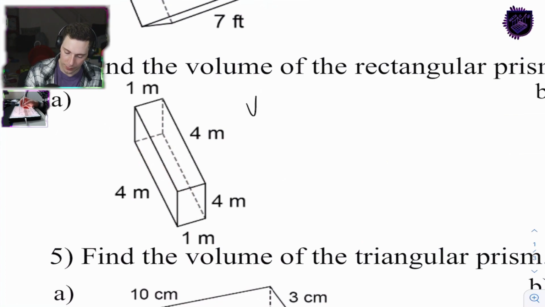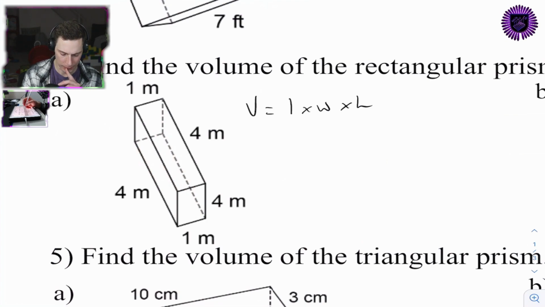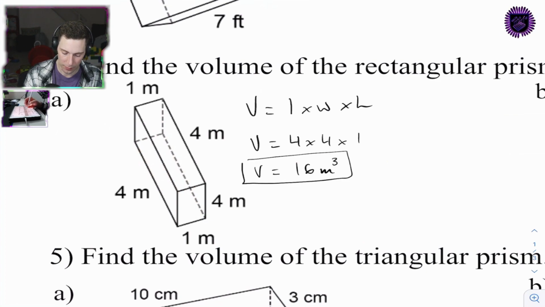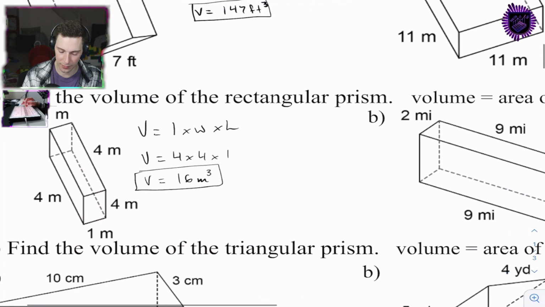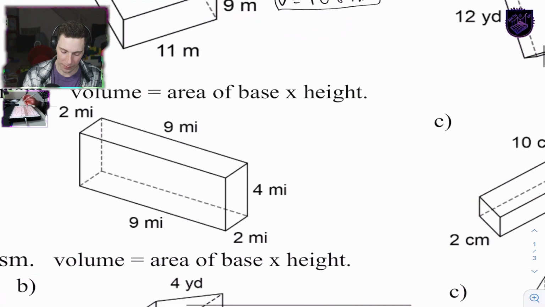So the volume will be equal to length times width times height. So let's say it's a weird shape, 4 by 4 that looks nothing like 4. Volume is equal to 4 times 4 times 1. Volume is equal to 16 meters cubed. There's two measures that look not the same, but they're the same. Anyway, let's look at this one.